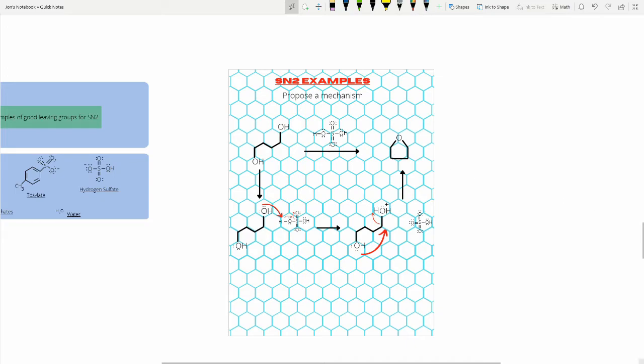As always, we want to make sure that we count the number of carbons, make sure that we don't lose or add any carbons. And so in the beginning we have 1, 2, 3, 4 carbons, and then at the end product we have 1, 2, 3, 4.